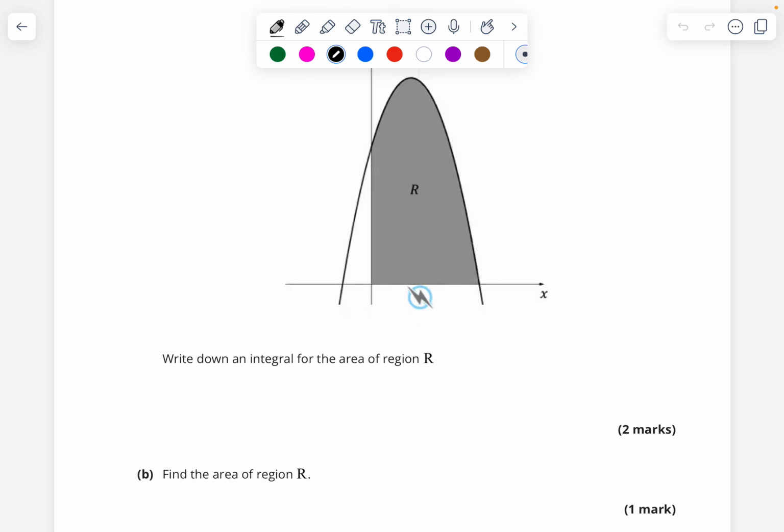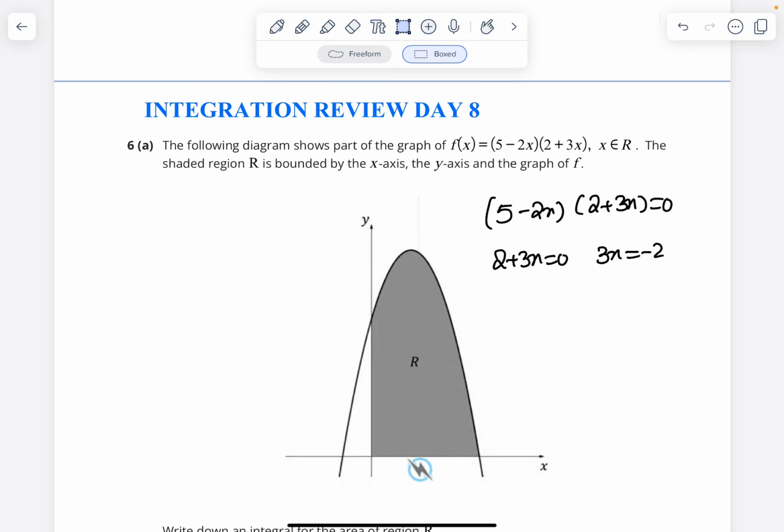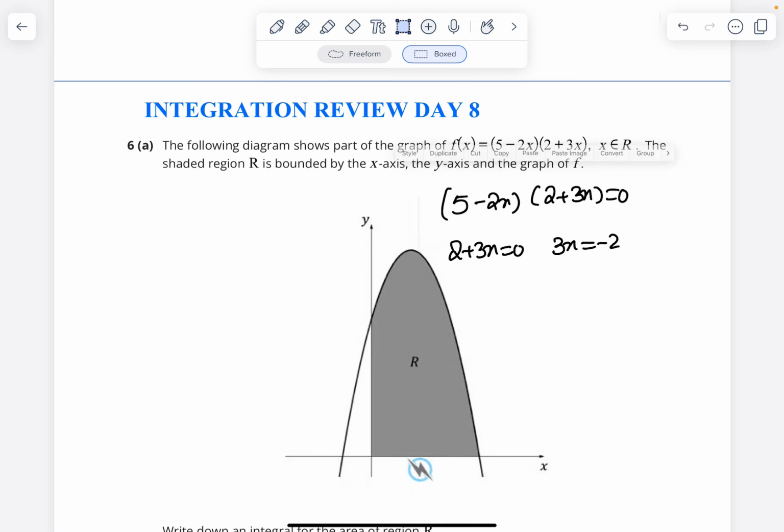So first of all, what should I be doing? I should find out where the graph meets the x-axis. So (5 minus 2x) times (2 plus 3x) should equal 0. So 2 plus 3x equals 0, so 3x equals negative 2. So from there, what do I get? 3x equals negative 2, so x equals negative 2 by 3.